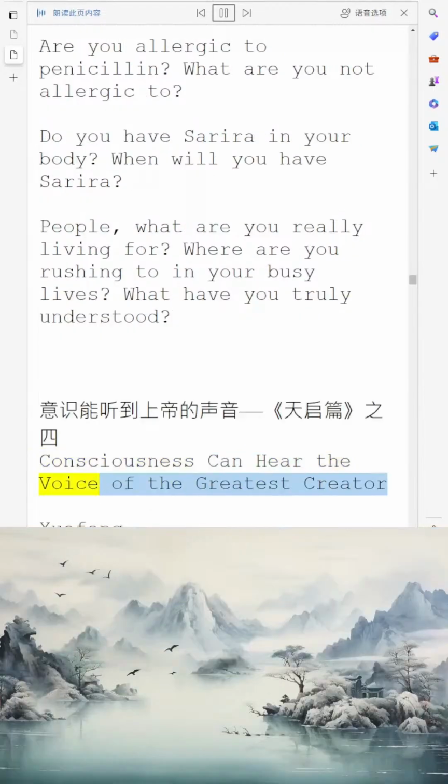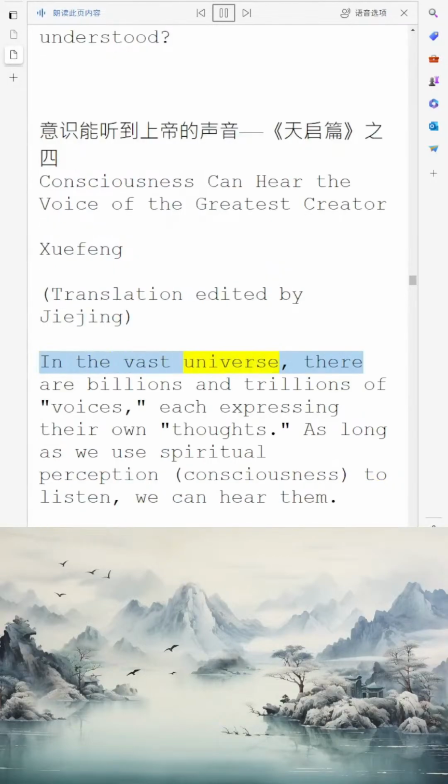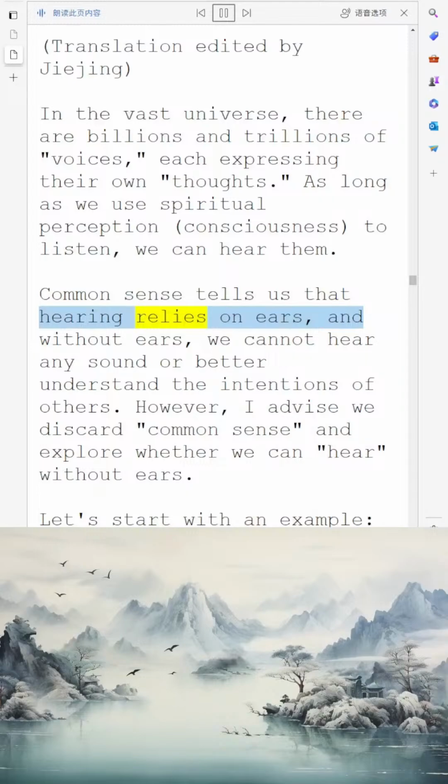Consciousness can hear the voice of the greatest creator. In the vast universe, there are billions and trillions of voices, each expressing their own thoughts. As long as we use spiritual perception, consciousness, to listen, we can hear them. Common sense tells us that hearing relies on ears, and without ears, we cannot hear any sound or better understand the intentions of others. However, I advise we discard common sense and explore whether we can hear without ears. Let's start with an example.